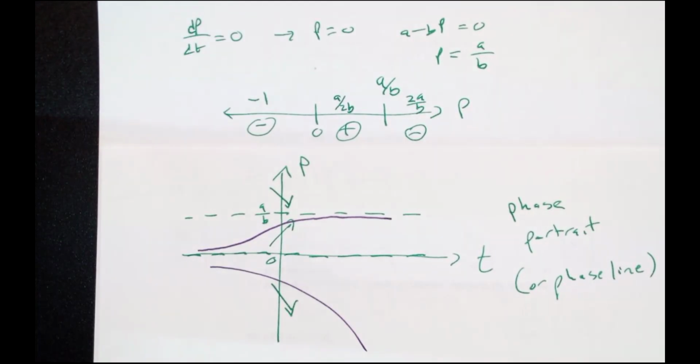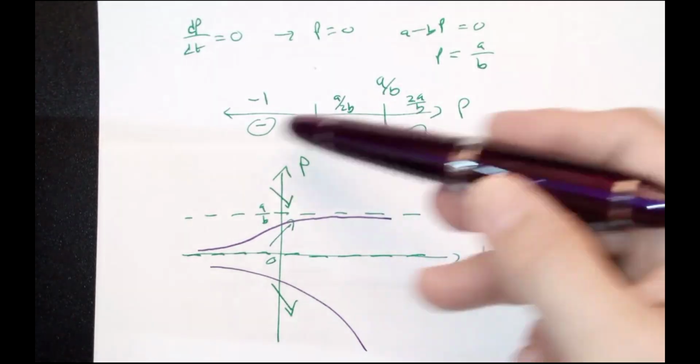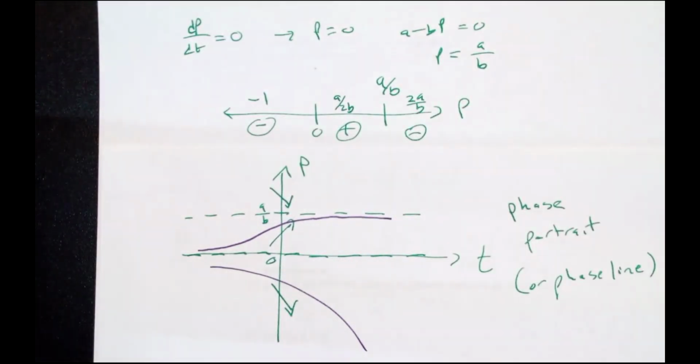And then if I'm above a over b, if I'm in that top region, what should happen as t goes off to infinity? As we go from left to right, if I start out up here, it should approach A over B.